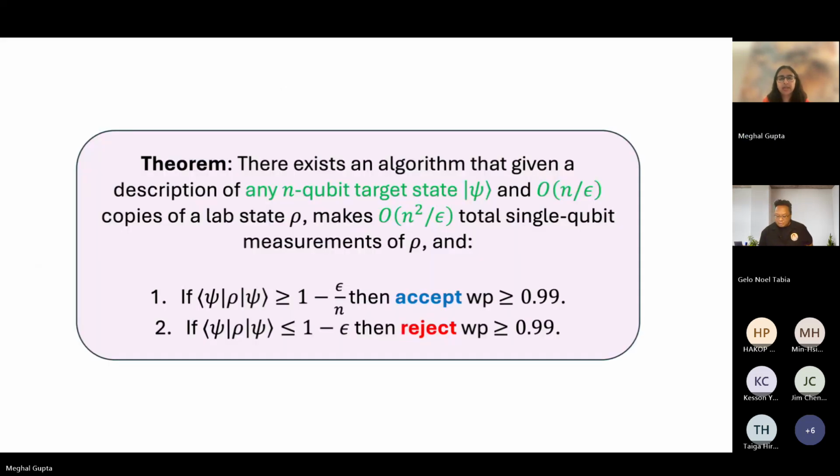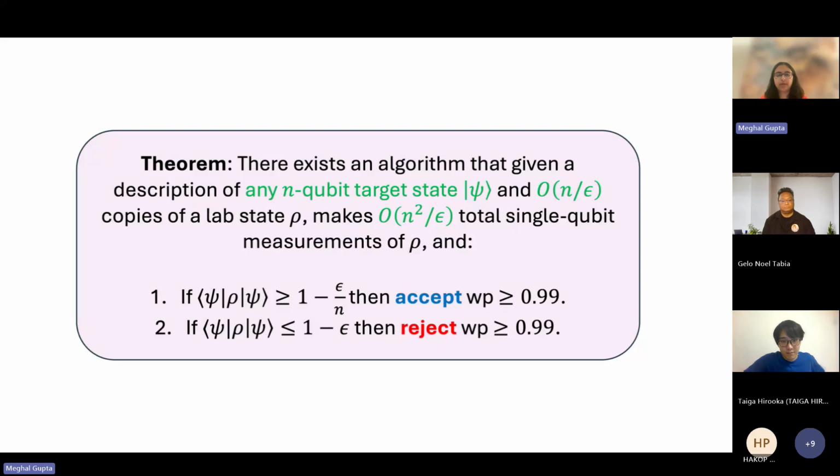Cool. So the overall theorem, just to restate it, is that this algorithm will take n over epsilon copies of a lab state rho, make n squared over epsilon single qubit measurements to it, and then accept with probability 0.99 if the fidelity is at least 1 minus epsilon over n, and reject with probability 0.99 if it's at most 1 minus epsilon. So does that make sense?